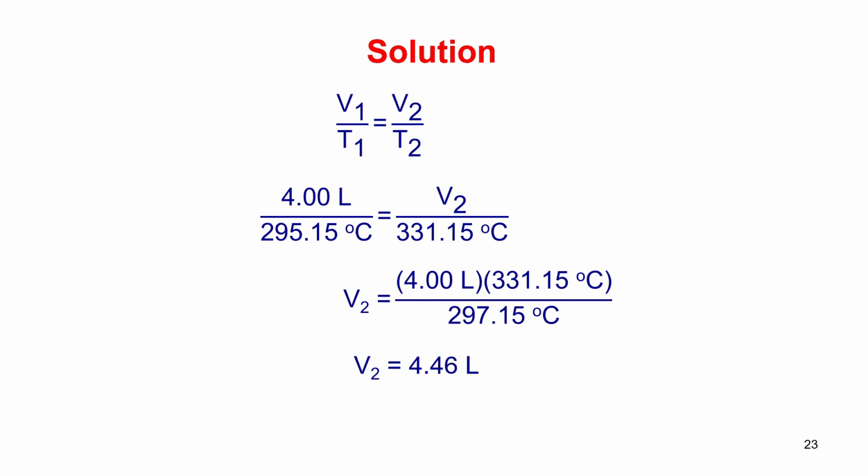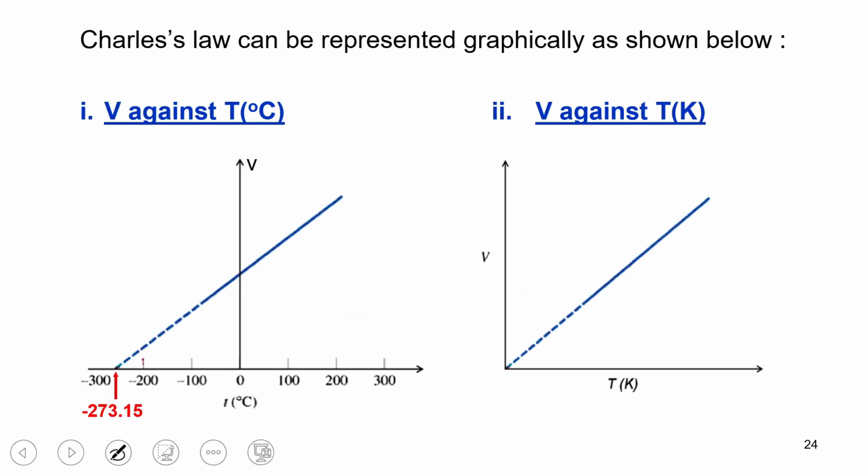So this is the answer. So this is actually in Kelvin. Okay, 4.46 liter. So the relation for Charles' law, we will use the graph V versus T in degree Celsius, because we know in degree Celsius it will intercept at negative 273.15. Okay, so if V versus temperature in Kelvin, it will intersect at 0, the origin.